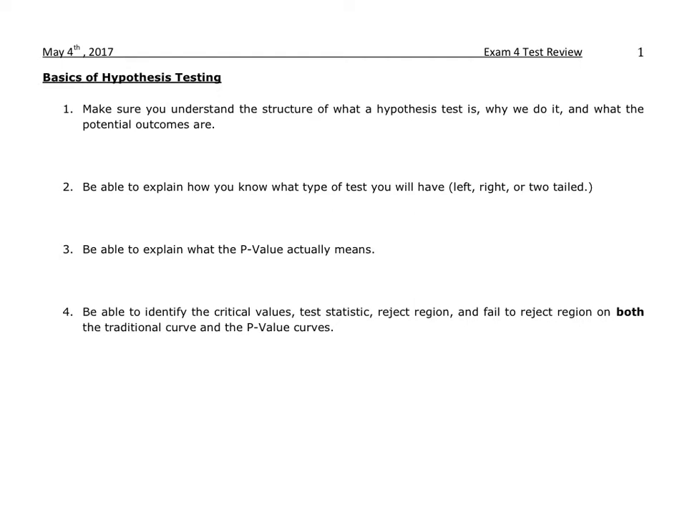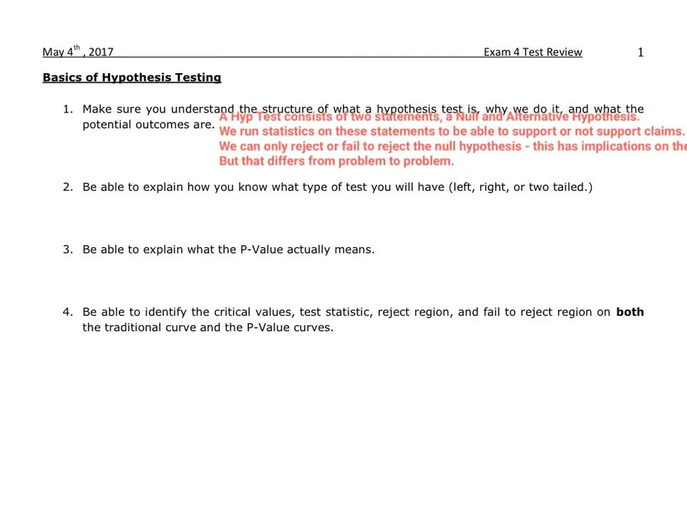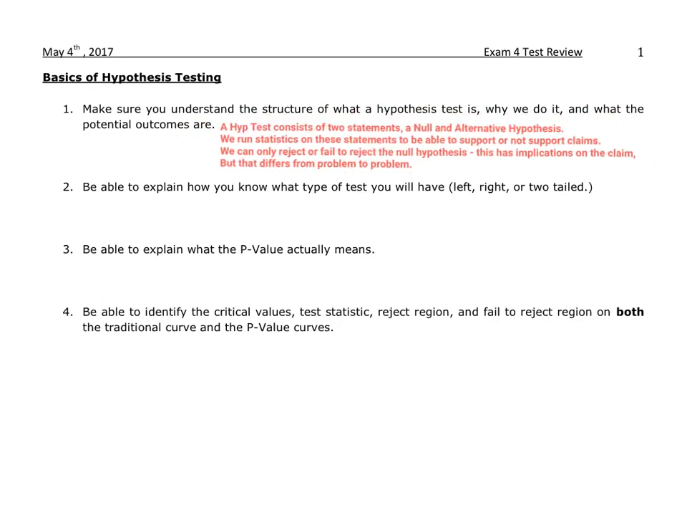All right, starting on the first one, talking about you need to know the structure of what a hypothesis test is, why we do it, and what the potential outcomes are. I typed up a little answer here, and I think it does a pretty good job summarizing it. A hypothesis test consists of two statements, a null and alternative hypotheses. Those are the two statements. We typically start with creating the claim and the opposite of the claim, and then we write our null and alternative hypothesis. But a hypothesis test is generally just those two statements.